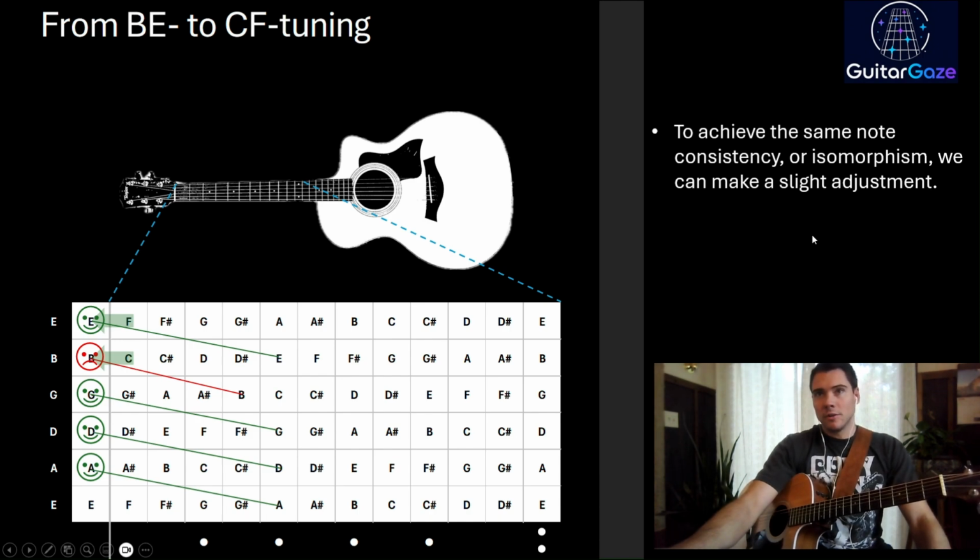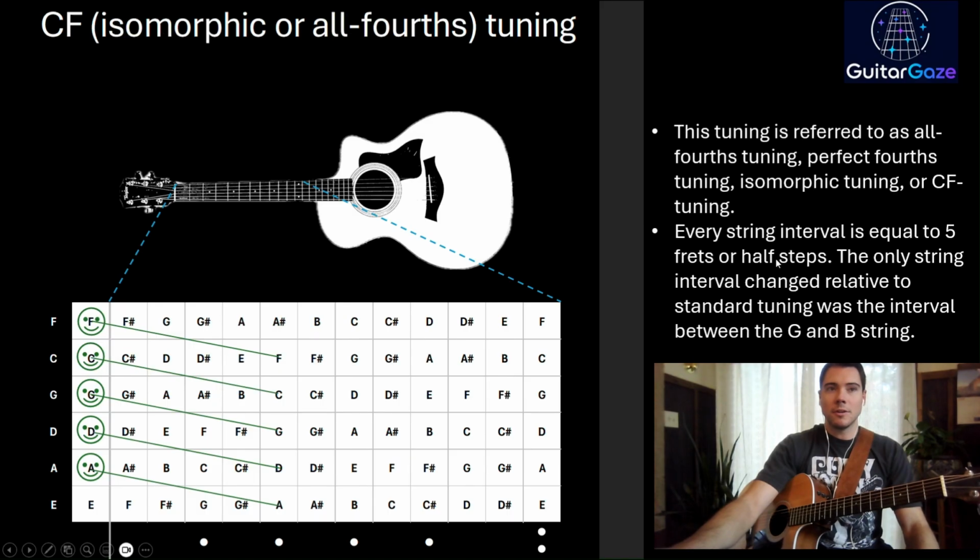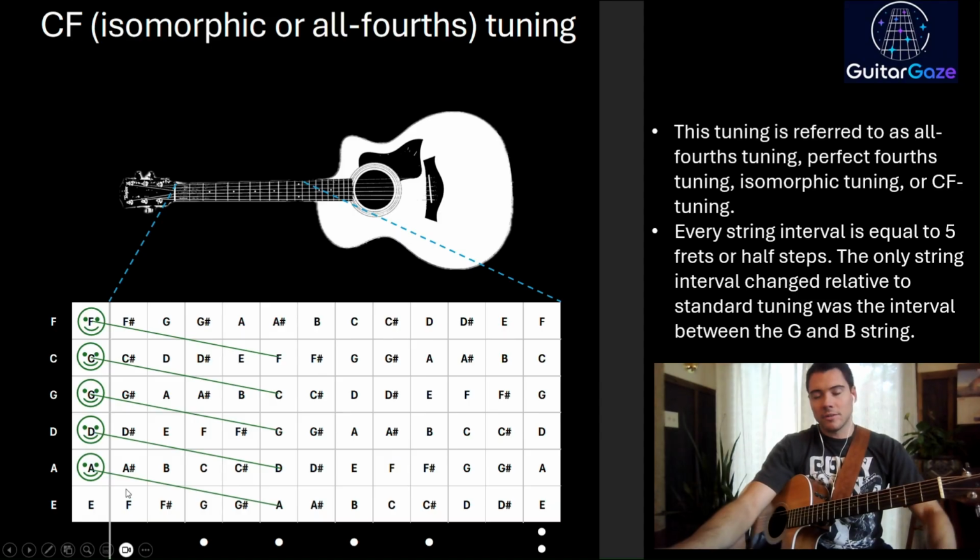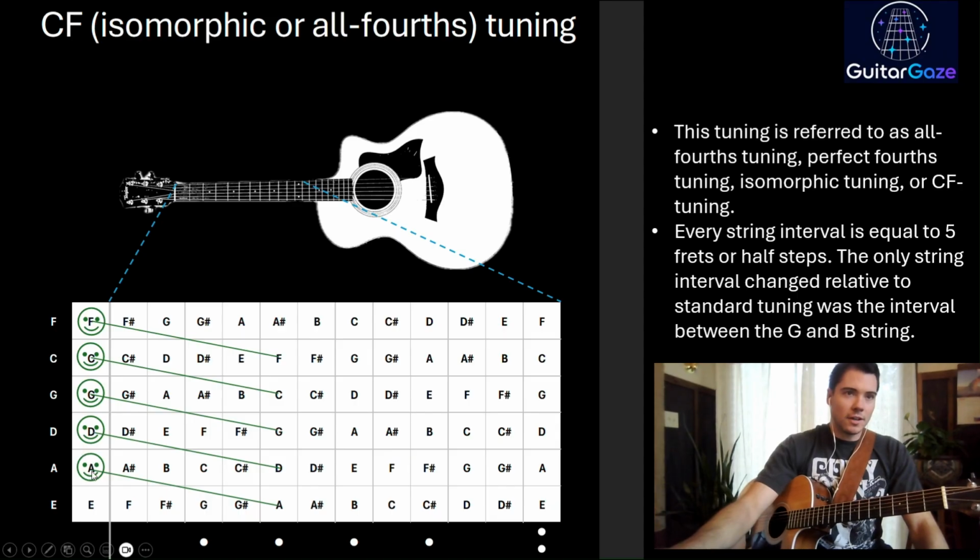But if we go back to isomorphic tuning by adjusting the top 2 strings from B and E to C and F, a very slight adjustment, what that does is it makes the guitar isomorphic, or it makes sure that the interval between all of the strings is equivalent to 5 half steps or 5 frets or 5 semitones, whatever you want to call it. So you see the A string is equivalent to the 5th fret of the E string. The D string is equivalent to the 5th fret of the A string, and so on, all the way up your guitar.